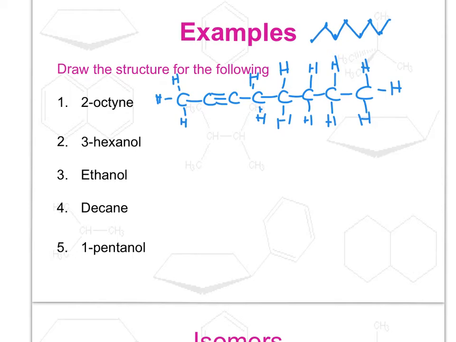Okay, then it's telling me that there's a triple bond, and the triple bond is between carbon number 2 and 3. So that means it is right here. There's carbon number 2, there's carbon number 3, so I make that a triple bond. And there it is.